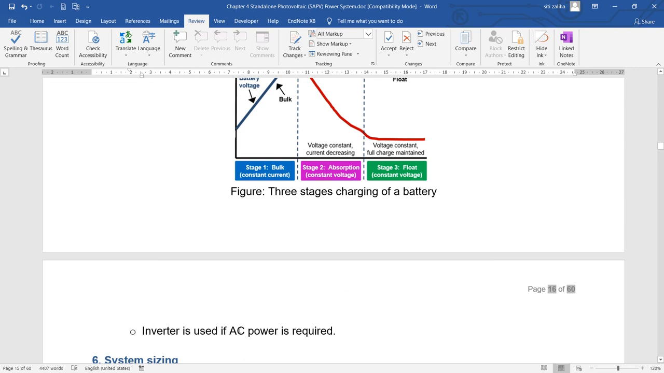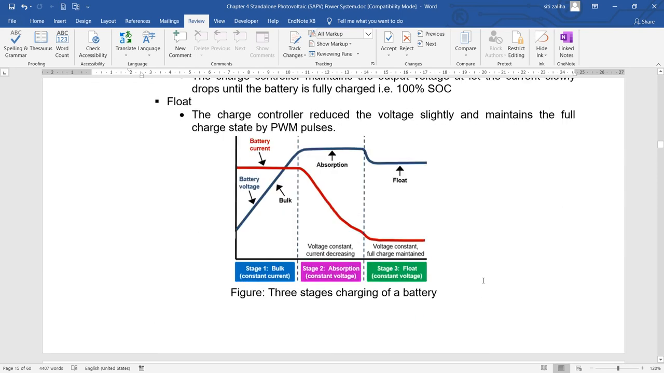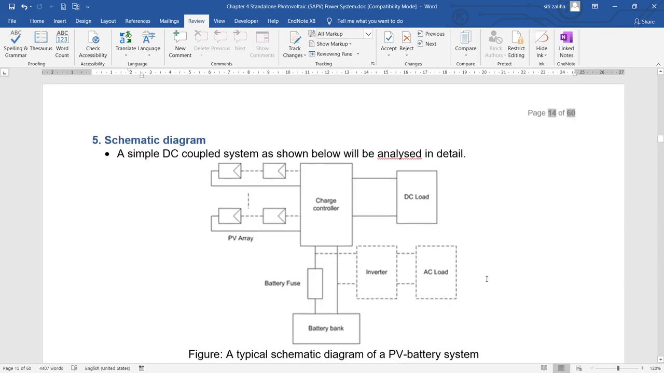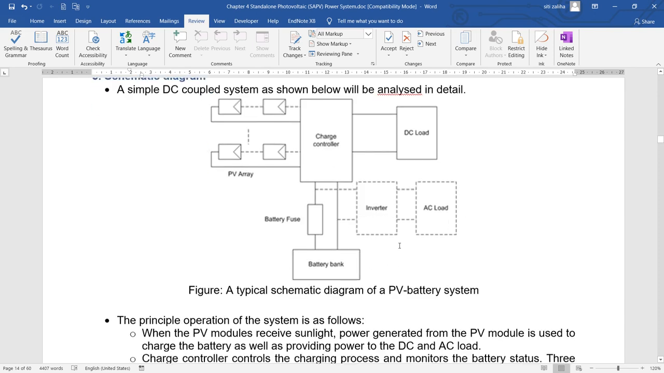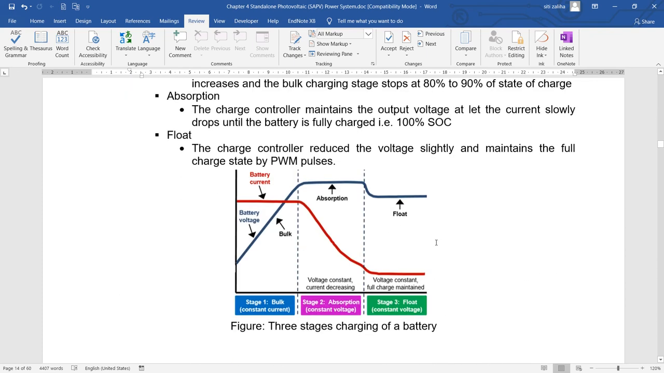The inverter is used if AC power is required. That one is here. When there is an AC load, we need an inverter, because from the PV array and the battery, the output is DC.